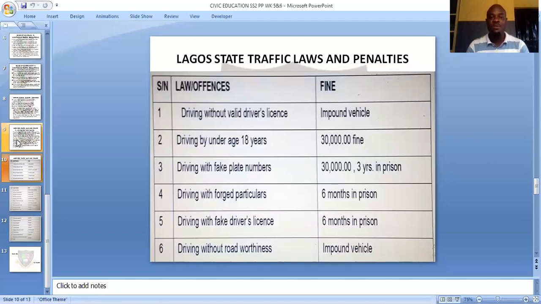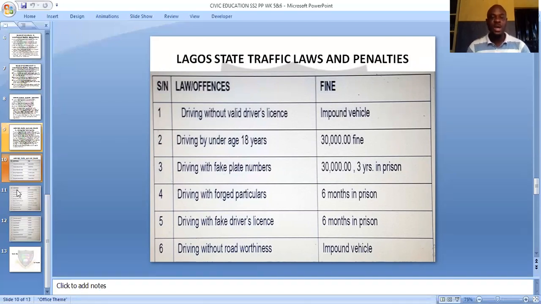The first one that we have: driving without a driver's license, impound vehicle. Driving while underage, under 18 years. If you are not up to 18 years, it's not expected of you to drive. So that's an 8,000 fine. Driving with a fake plate number, because it's possible that some people go and get a fake plate number that is not registered. So you pay a fine of 30,000 naira and 3 years in prison.